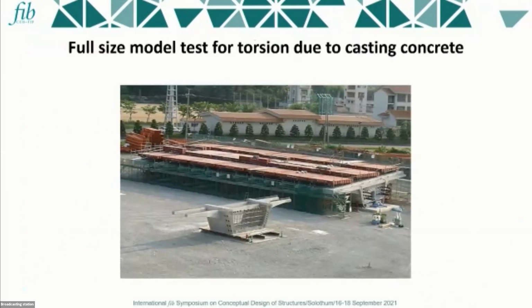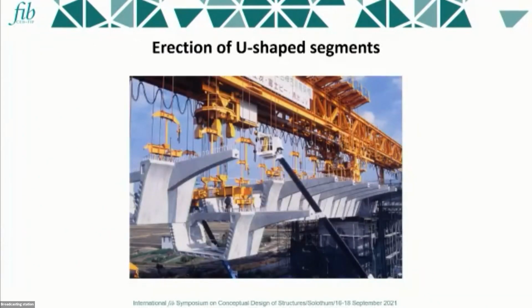This is a test to confirm, because the U shape has very, very small torsional stiffness. At the site, we cast the concrete in each area. So we assume the worst case, which means that big torsion occurs. But finally, it is okay. We are very happy. These are the photos during construction.